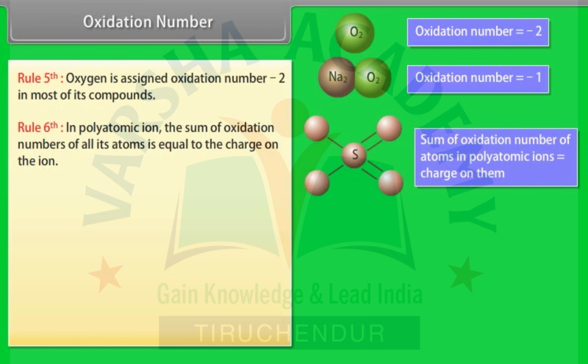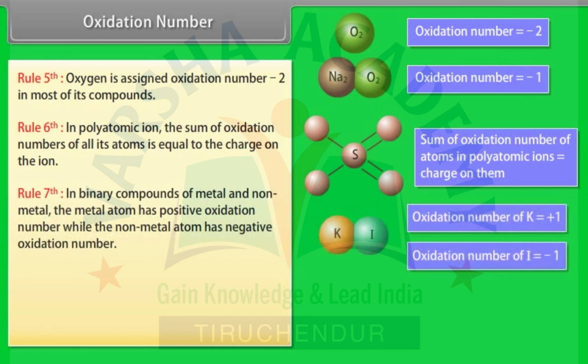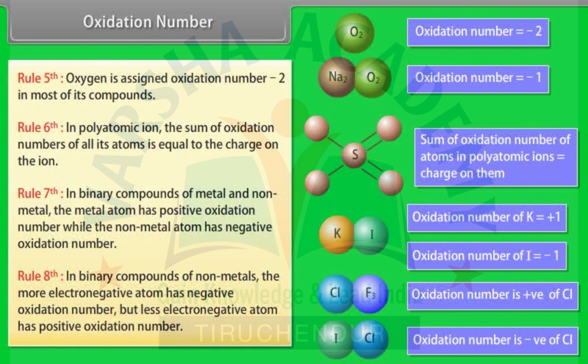Rule sixth. In a polyatomic ion, the sum of oxidation numbers of all its atoms is equal to the charge on the ion. Rule seventh. In binary compounds of metal and non-metal, the metal atom has a positive oxidation number, while the non-metal atom has a negative oxidation number. Rule eighth. In binary compounds of non-metals, the more electronegative atom has a negative oxidation number, but the less electronegative atom has a positive oxidation number.